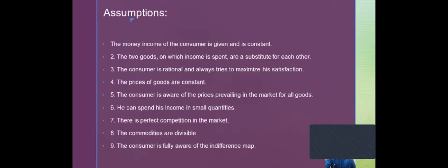Now, what are the assumptions of this consumer equilibrium through indifference curve analysis? The first assumption or condition of a consumer equilibrium is that the money income of the consumer is given and it is constant. That means whatever money income will be given to the consumer has to be spent on both the goods.